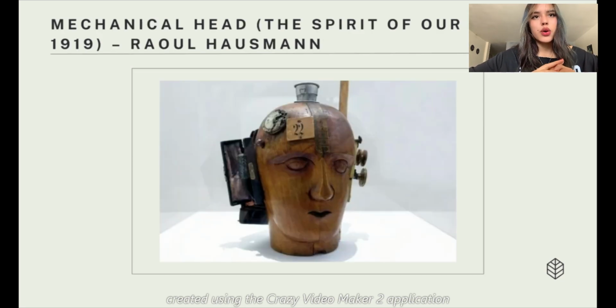And finally, we have Mechanical Head by Raoul Hausmann, and it symbolizes how people in the modern world were becoming dehumanized and programmed, defined by technology. We can see that there's no expression on her face, just cold and no emotions. There is a kind of deep meaning in it.